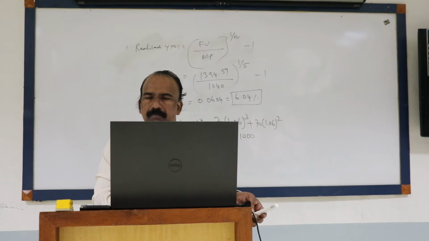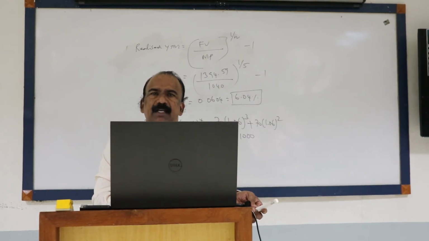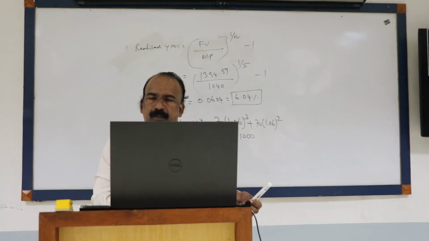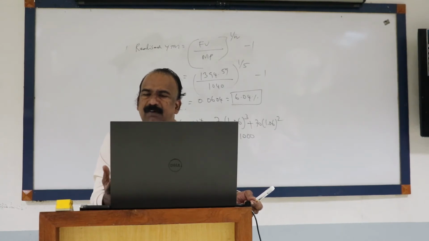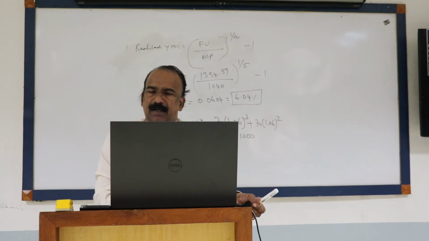6.04. Okay. So at 6.04 rate, both are equal. I mean, the future value and the market price are equal. The meaning is at the 6.04 rate, the realized YTM, I mean, the future value and the market price are equal.